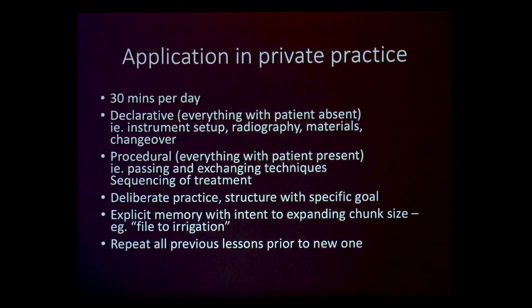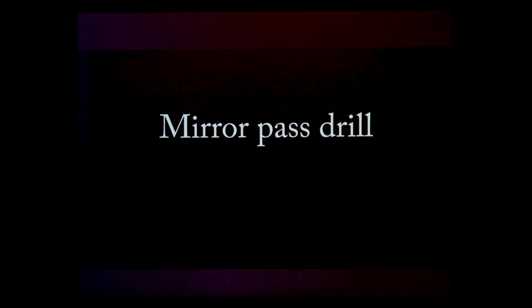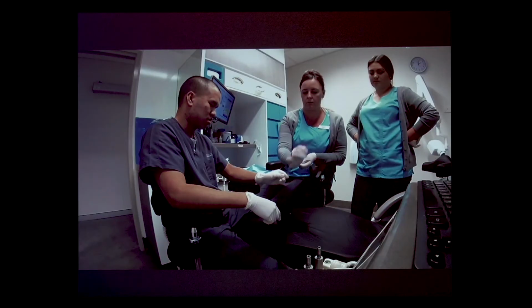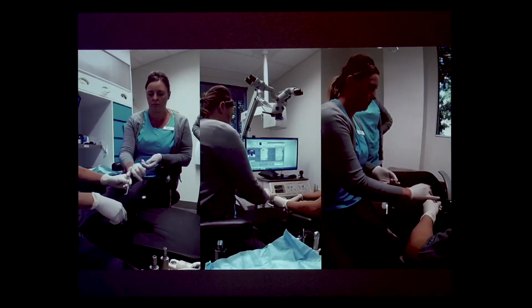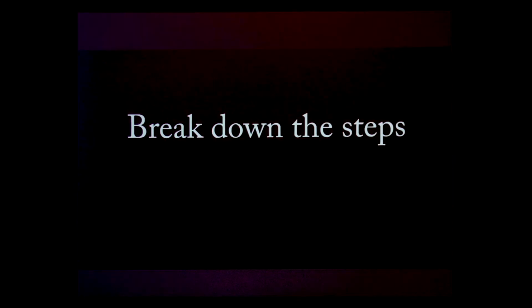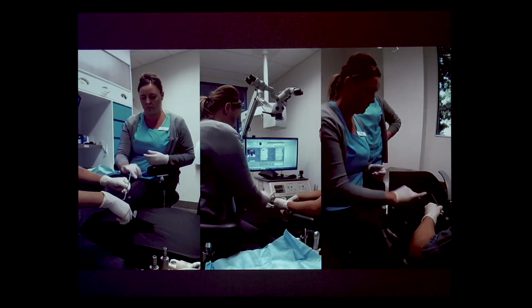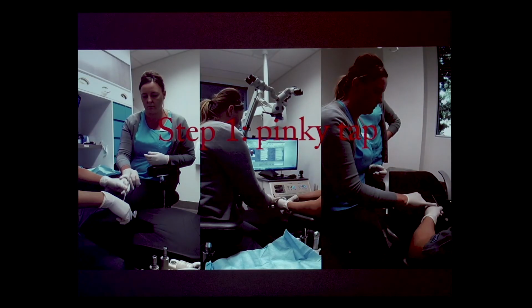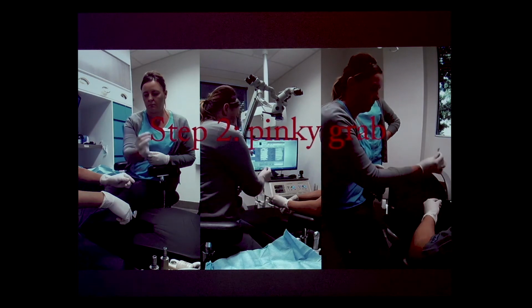And also repeating all the previous lessons prior to the new one. So that's how we do it. So, for example, we start, and also the checklist as well. So I've got some video here. So for example, with the mirror pass drill, we'll start by showing her how it's done, why it's done, and also how to do it. That's it. Okay, so break it down. Start with one. Tap with the pinky, so she's signaling to me that she's going to take it. Take the old one.